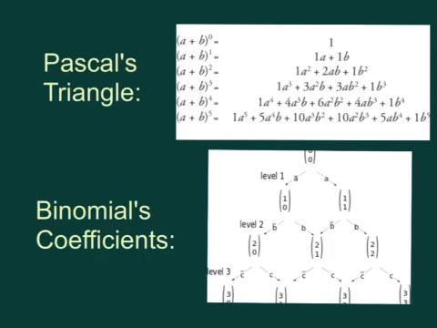So that's the relationship between both of these pyramids: they give us the same numbers, so we can use either of them if we are only going to work with small powers.